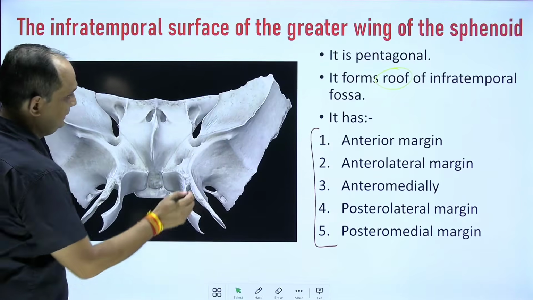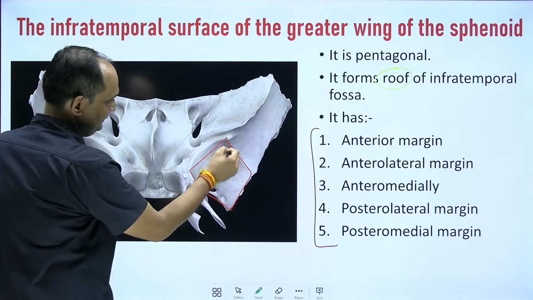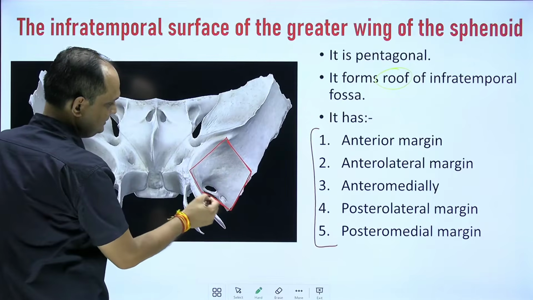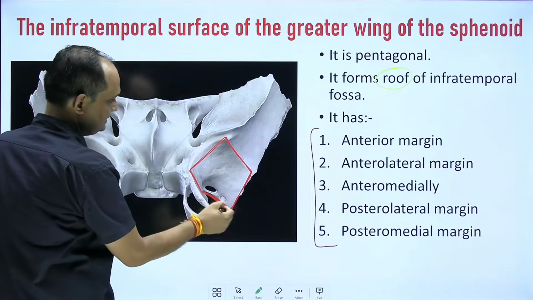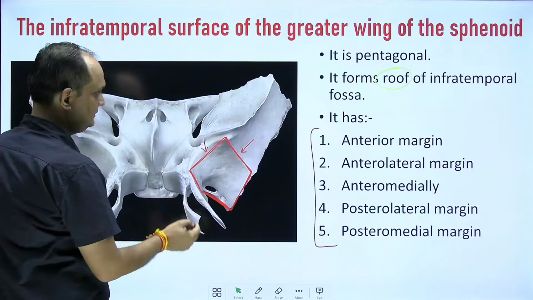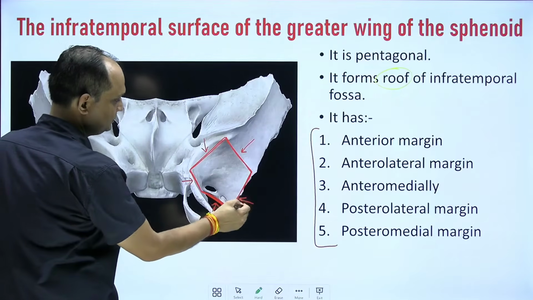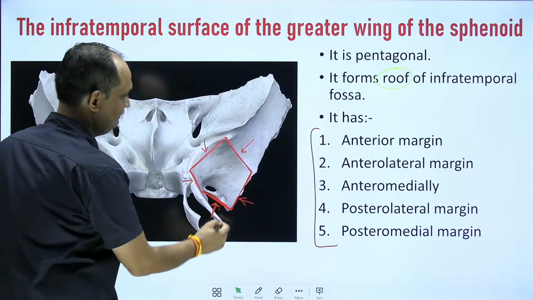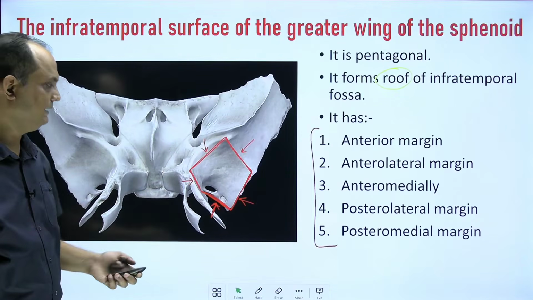So, this is your infratemporal surface. Now, on this infratemporal surface, if you draw all the margins, you can see I have already made a pentagon. Now, what are the margins? This is the anterior margin, this is the anterolateral margin, this is the anteromedial margin, and these are the two posterior margins, posterolateral and posteromedial. Clear? So, let us discuss these 5 margins one by one.